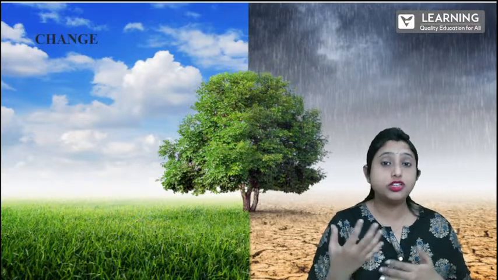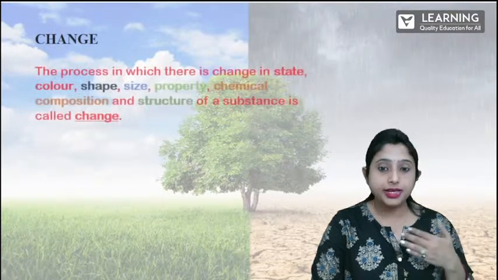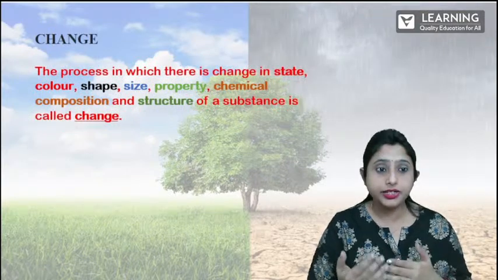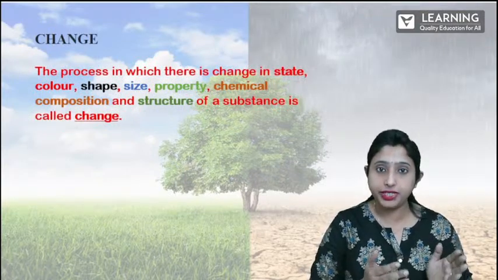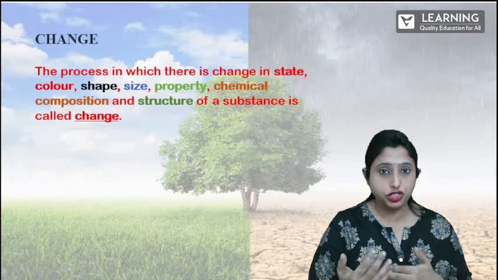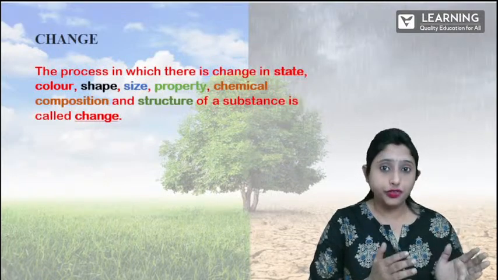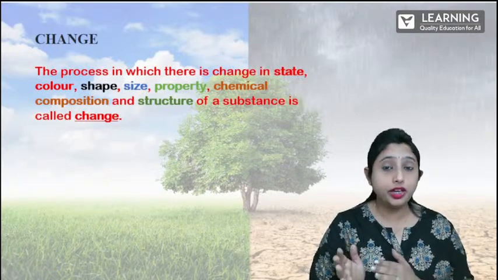So how can you define change exactly? Whenever there is a chemical change, the chemical composition gets changed, right? Can you define change now? It is the process in which there is a change in state, color, shape, size, property, and chemical composition of a substance. Some of the changes will be reversible, whereas some are irreversible.